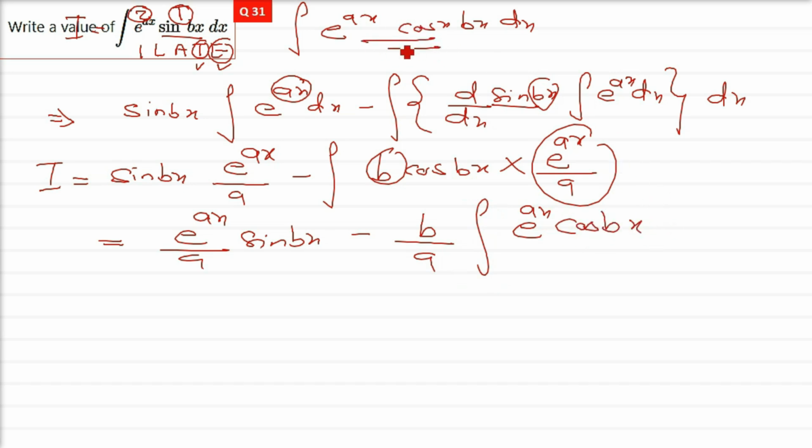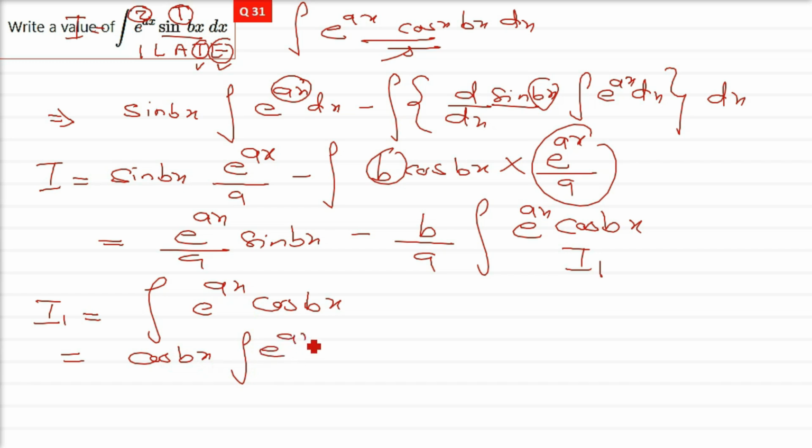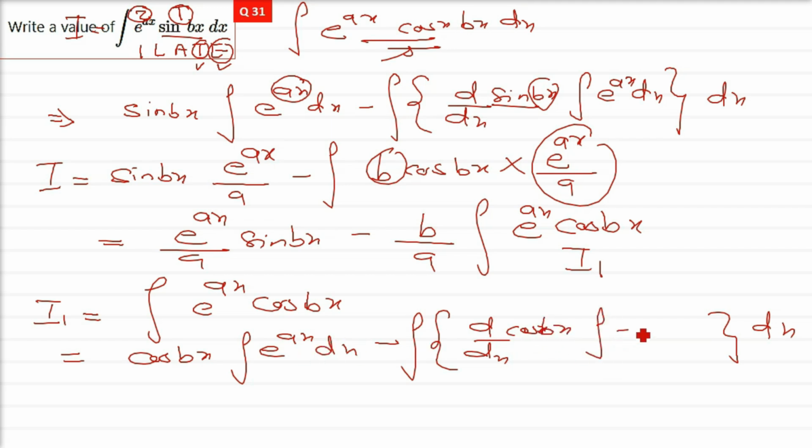So the next question, what I'm going to do just now will be this one. So please give all your concentration here. Let's call it I1. So we are integrating e raised to ax cos bx here. We'll apply ILATE here. So this will be again the same thing which we have done earlier. Cos bx times the integration of e raised to ax dx, and then the differentiation of the first function which we have taken as cos bx, so d by dx of cos bx will come. Then the integration of e raised to ax will come. So cos bx, e raised to ax will be e raised to ax divided by a.